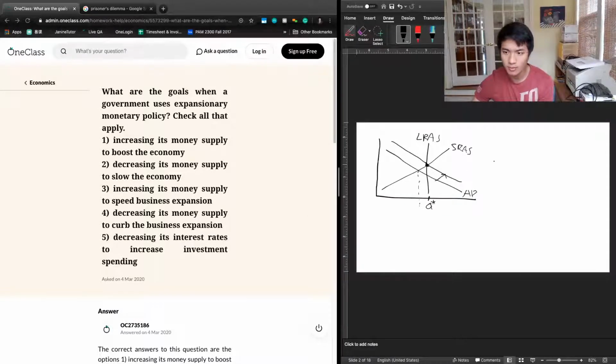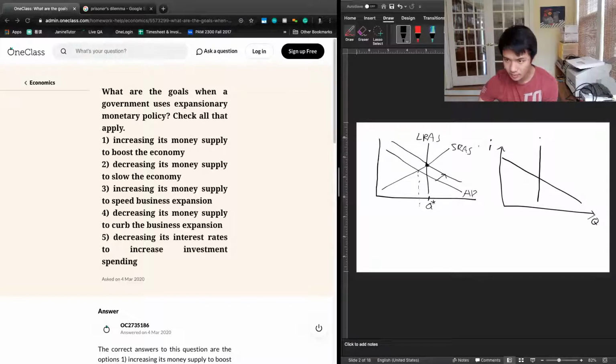So what can the Fed do to decrease interest rates? We know the money supply graph looks like this, right? I'm not sure why this is lagging all over the place. We have interest rates on the y-axis, and then we have the quantity of money on the x-axis. And so it looks something like this. And so right now we might be here. This is money supply, and this is demand for money. Demand for money is going to stay the same. What can we do to lower interest rates?